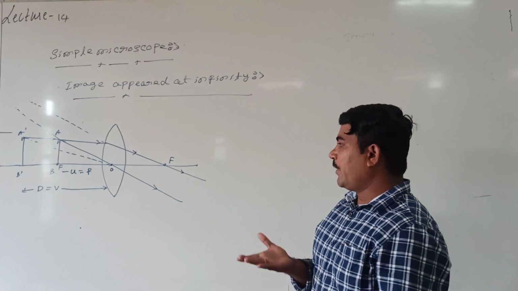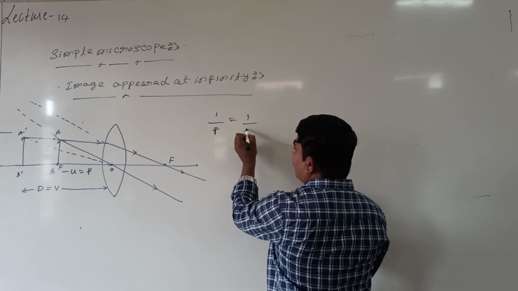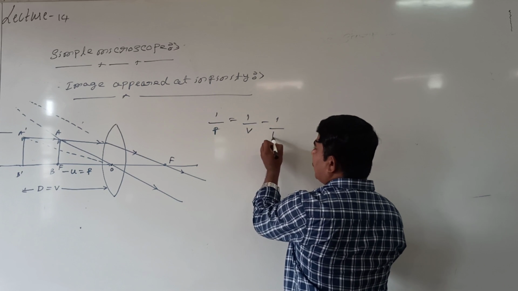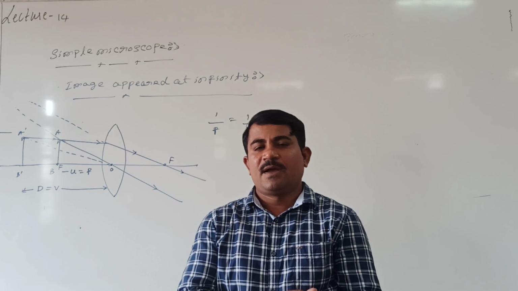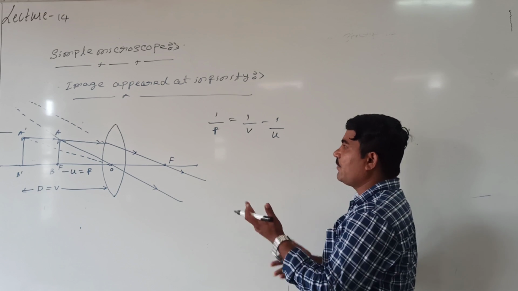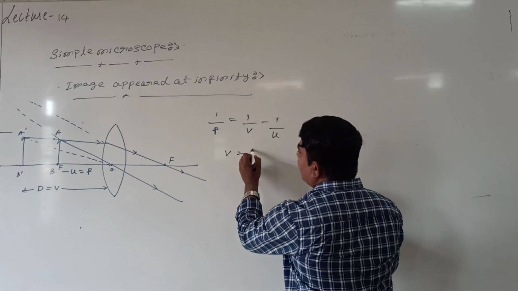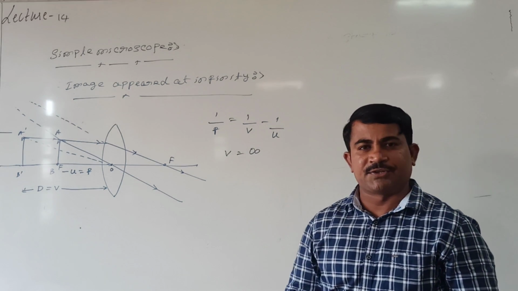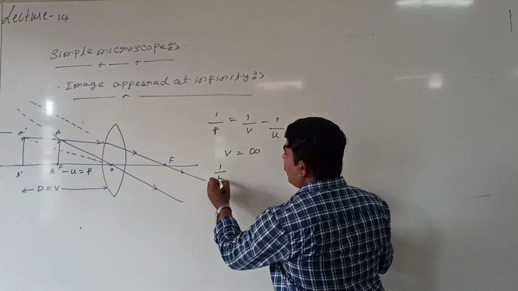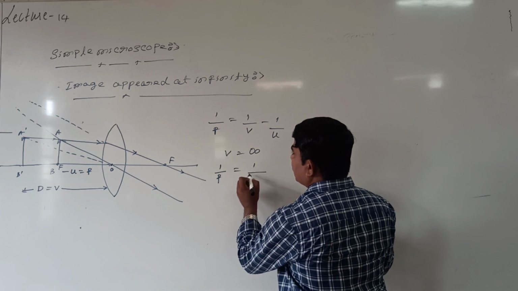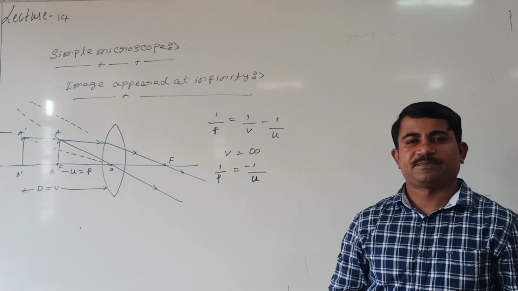Now we know the lens formula again. How is it? 1 divided by F is equal to 1 divided by V minus 1 divided by U. Now multiply V on both sides. Where does the image exactly appear? Exactly, the image can appear at infinity. For my convenience I will take initially V is equal to infinity. Then 1 by infinity is 0. Then what is remaining? 1 divided by F is equal to 1 minus 1 divided by U.